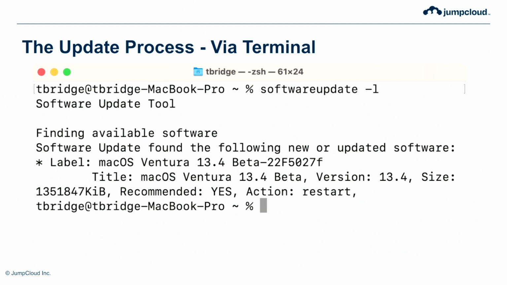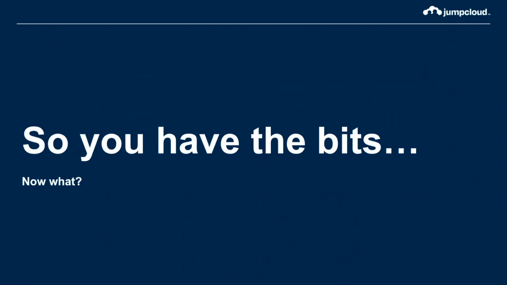So we have to talk about this first step, which is all about downloading the operating system update that you are about to apply. You're going to get a set of bits. They're going to be held on disk until such time as your operating system is ready to be updated. So you have the bits. Now what?